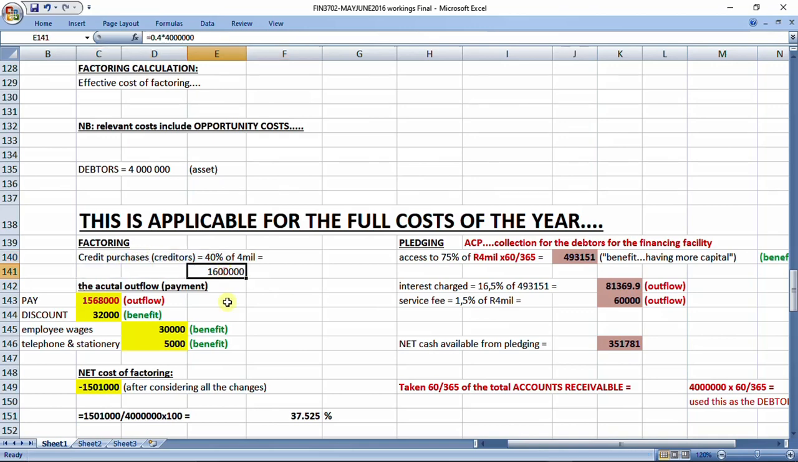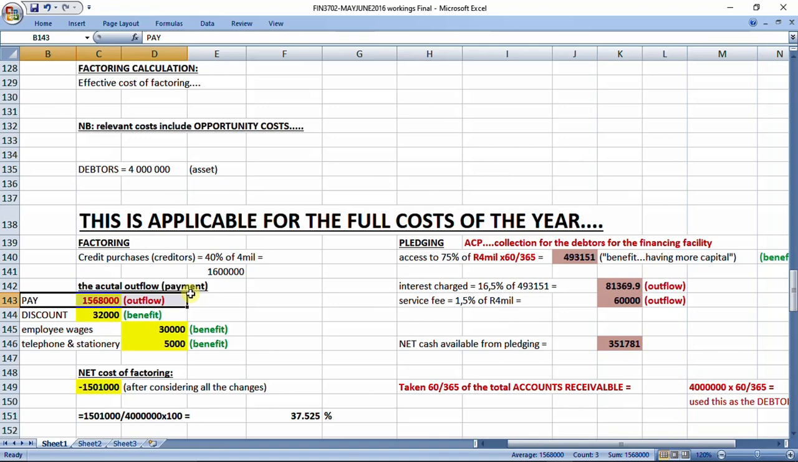So 1.6 million. That 1.6 million is the actual outflow or payment that's going to be derived from this particular arrangement. So there's going to be a payment or an outflow. That outflow or payment is obviously what you're going to have to consider as part of the deal, the factoring arrangements.